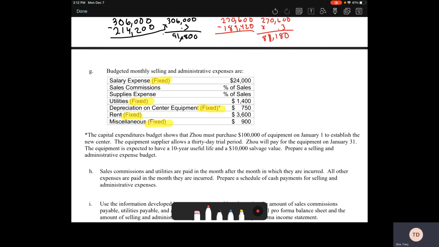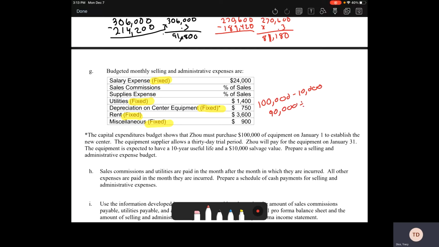They tell us that we purchased $100,000 of equipment on January 1st. We've got a 30-day trial period, but we pay for the equipment on the 31st, and the equipment is expected to have a 10-year useful life and a $10,000 salvage value. So to find our depreciation, we need to use straight line depreciation and take our 100,000 minus our salvage value, which then we find should be 90,000.